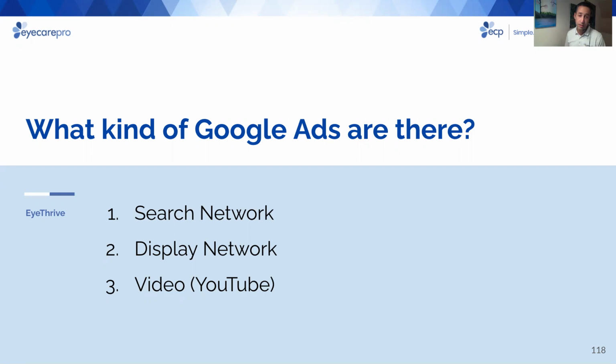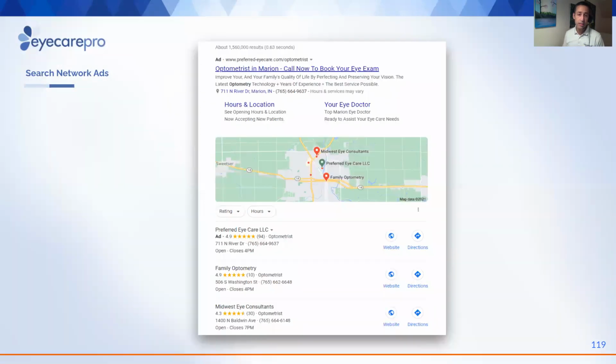So this is Search Network. This is the classic Google advertising that everybody thinks of. You know, you're doing a search in Google, and then you see ads pop up in the search results. Now you can see the ads right at the top. It says ad quite clearly.